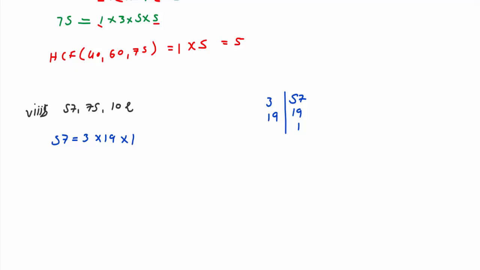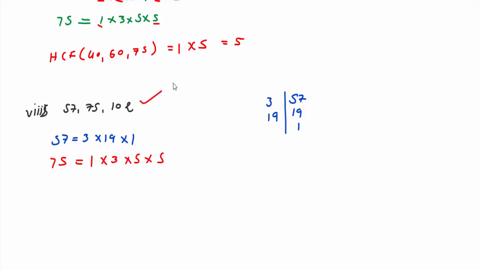So come to the next, the factors of 75. As we know that in the previous question we had 75, so directly I'll write the factors of 75, we have already done. So the factor is 1 multiply by 3 multiply by 5 multiply by 5. So this is the factor of 75.